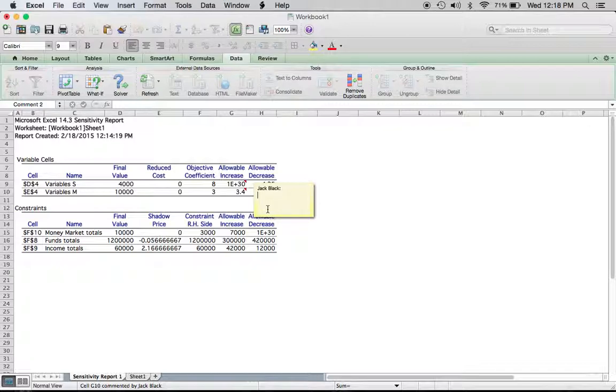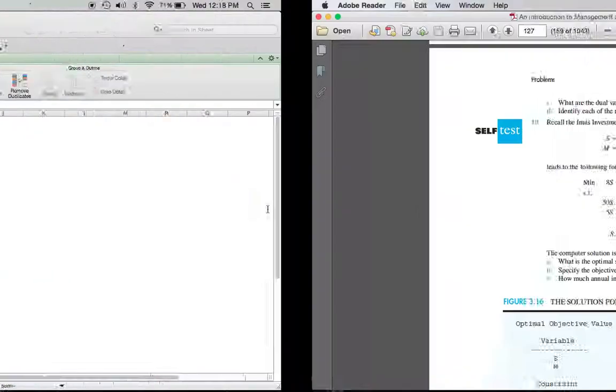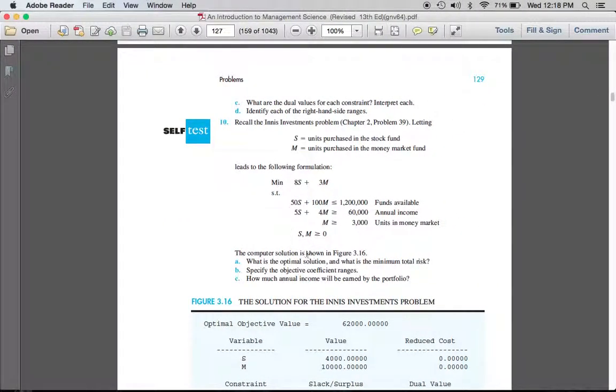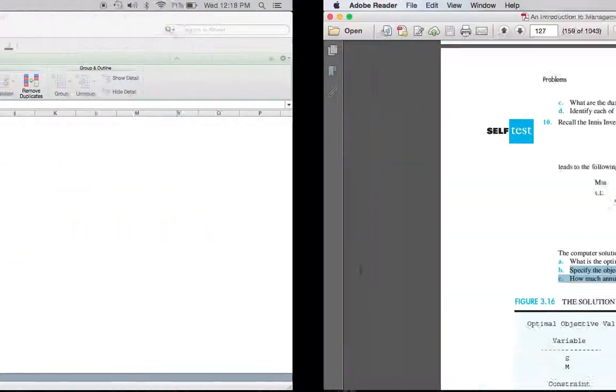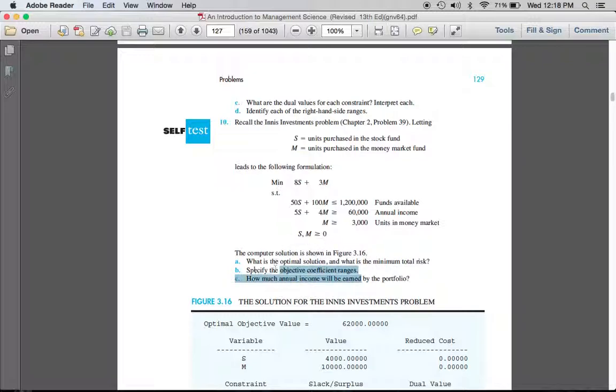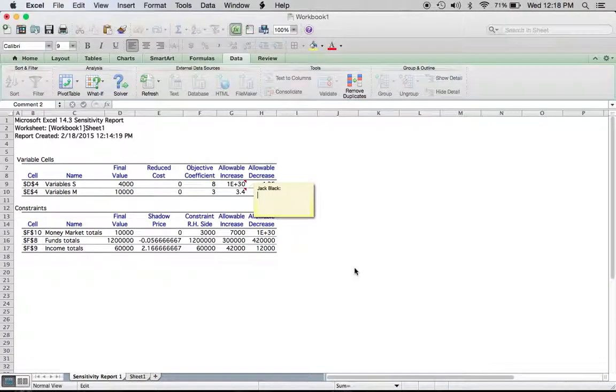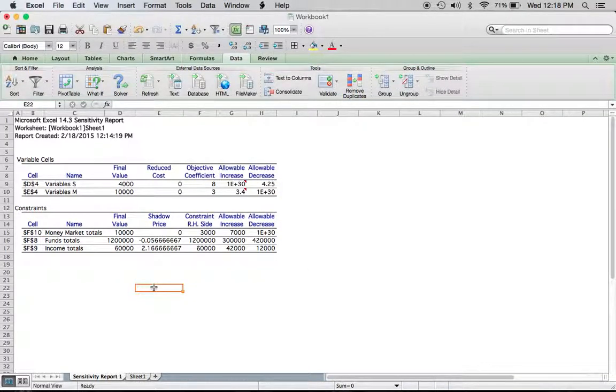So one of the questions it asks is, specify objective coefficient ranges. Right? So what were our objective coefficients? 8S and 3M, right? So what does my sensitivity tell me? For stocks, what is the range?